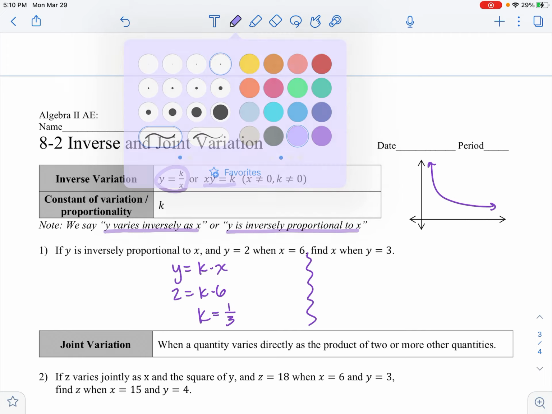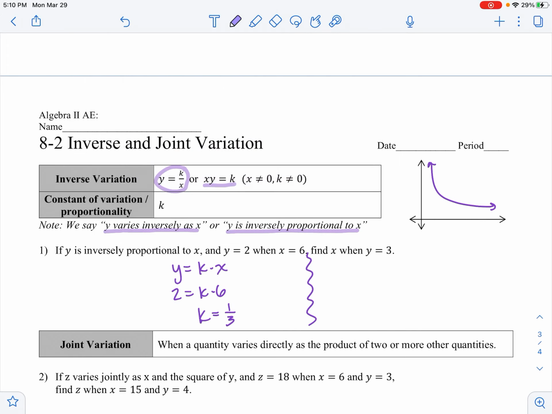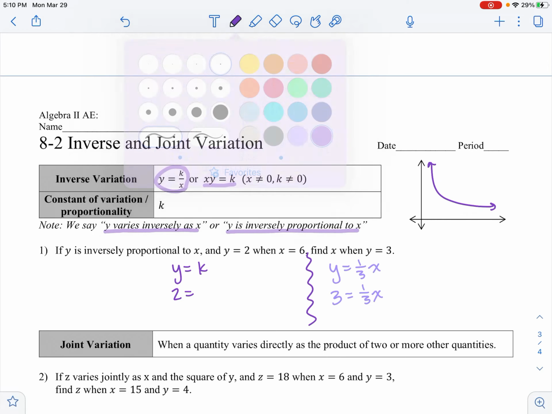Then I switch and I say, okay, let's see. Now I have y equals 1/3 x, and I know that y is 3. So I have 3 equals 1/3 x. Shoot, I did something wrong here. What did I do wrong? 2 and 6. Oh, what am I doing? I am doing the direct variation. I'm sorry, everybody. Let me just fix that really quick over here.